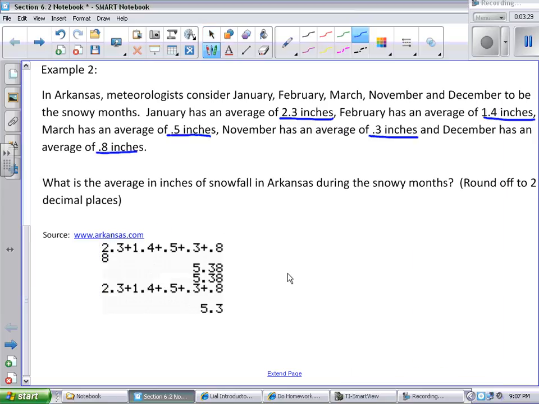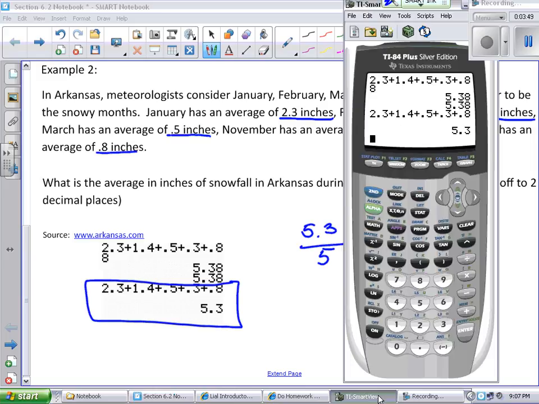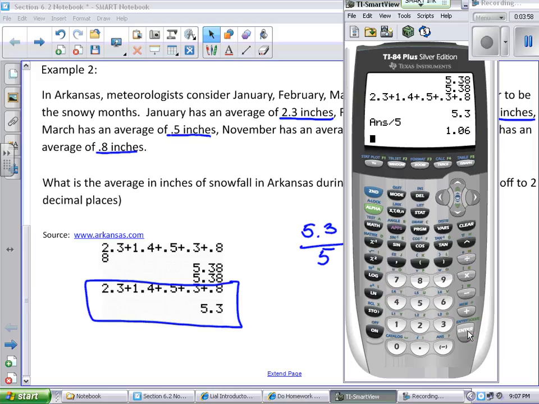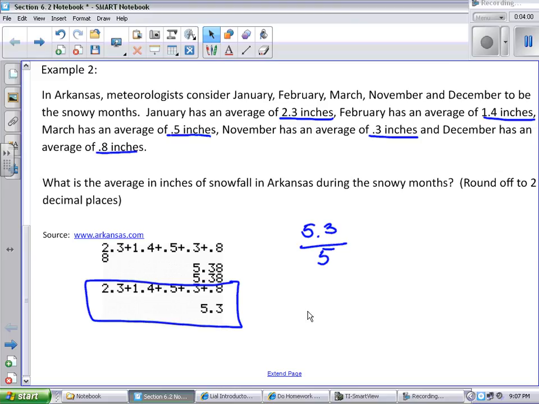So we're going to take that sum, right? Those were the snowfall averages. Okay, so that's our total. And we have to take the total, 5.3, and divide it by the number of things that we were adding. 1, 2, 3, 4, 5. So on my calculator, 5.3 divided by 5, and that gives me 1.06. So my average snowfall during the snowy months in Arkansas is 1.6 inches.